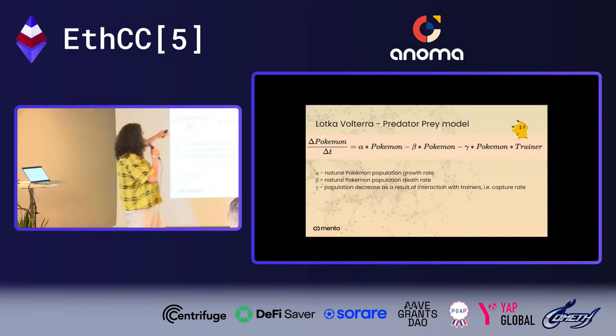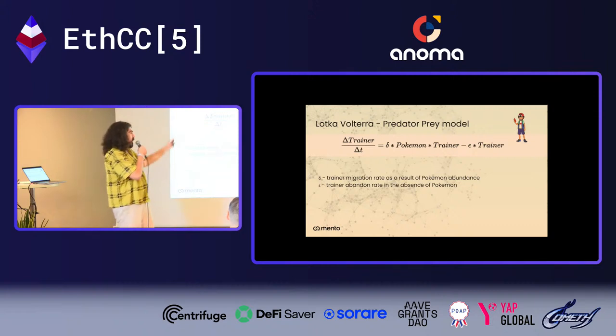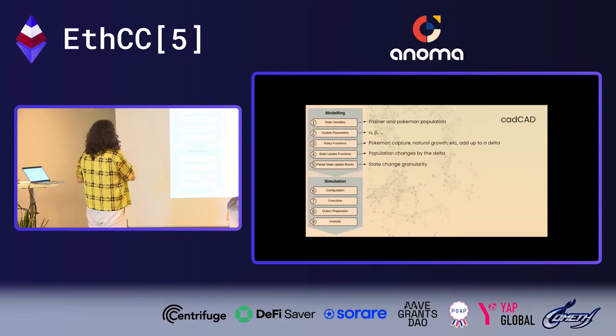Cool. So in time, the Pokemon will naturally grow, will also decay from death, and will decay as a function of how much they're captured by trainers. These are the three variables that change how our system works. For the trainers, it's a bit more simple. Trainers will migrate to this area as a function of how many Pokemon there are, and will also abandon the area in the absence of Pokemon, basically. And we get these two terms here for them. We're going to have these equations to look at after.